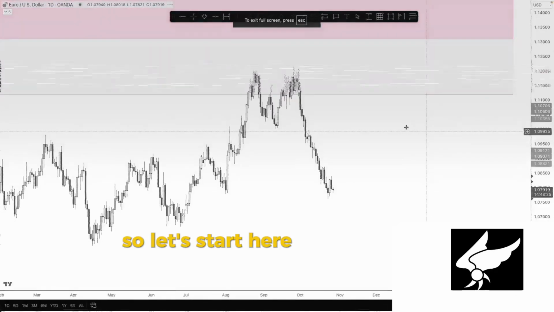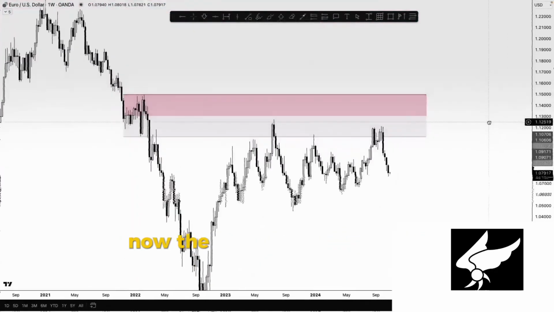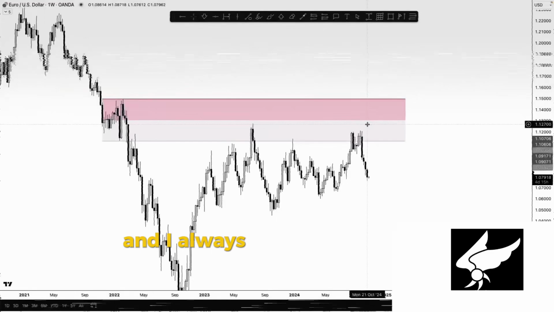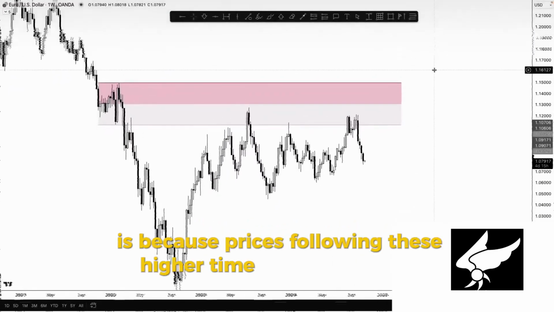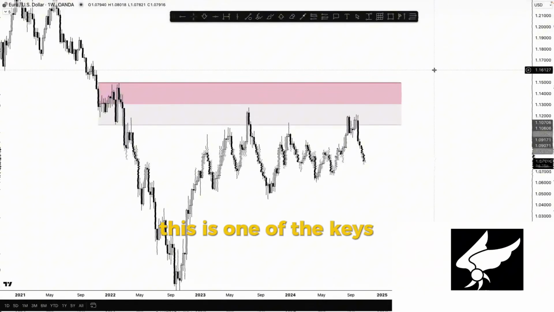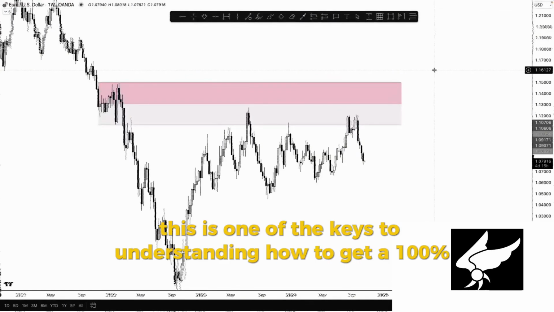So let's start here on the weekly chart. Now, the reason I'm starting on the weekly chart, and I always start on the higher time frame charts, is because price is following these higher time frame intentions. This is one of the keys to understanding how to get a 100% win rate.